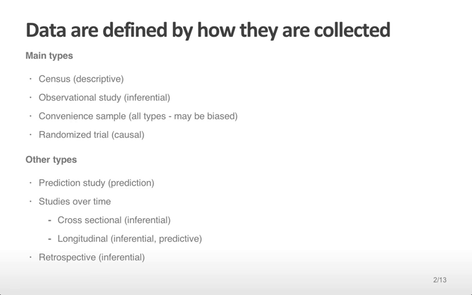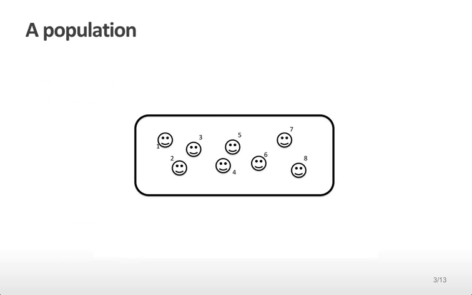Those are the main types of analysis that are performed, but there are other types as well. There's a prediction study for being able to perform prediction analyses, and there are also studies over time. These are cross-sectional, which are usually used for inferential purposes, or longitudinal, which are used for inferential or predictive purposes. Finally, there are retrospective studies, which are used for inferential purposes as well. I'll be going over each of these types of data collection.